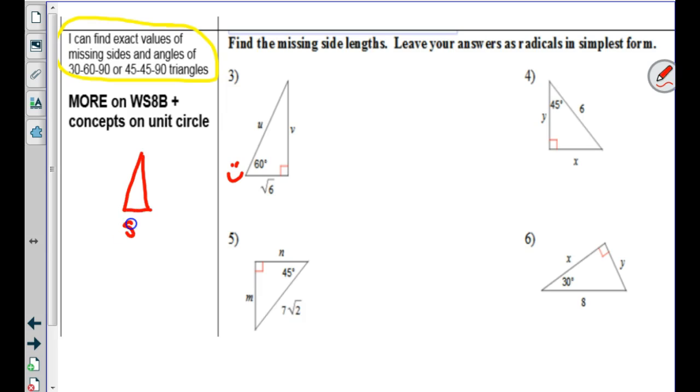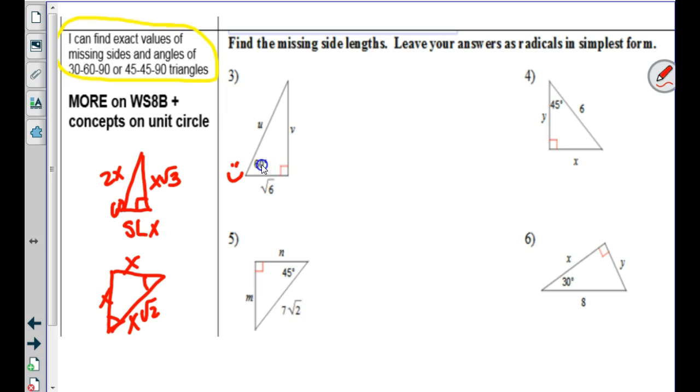If you have the short leg on a 30, 60, 90, it's x, and across from the 60 is x square roots of 3, and the hypotenuse is 2x. If you have, whoa, what is that? If you have a 45, 45, 90, it's x, x, and x square roots of 2. That's if you have 45, 45, 90.